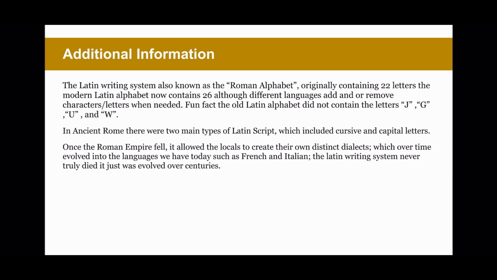In ancient Rome, there were two main types of Latin script, which included cursive and capital letters. And this also evolved into us having capital and lowercase letters today in the modern alphabet. Once the Roman Empire fell, it allowed the locals to create their own distinct dialects, which over time evolved into the languages we have today, such as French and Italian. The writing system never really died, it was just evolved over centuries.